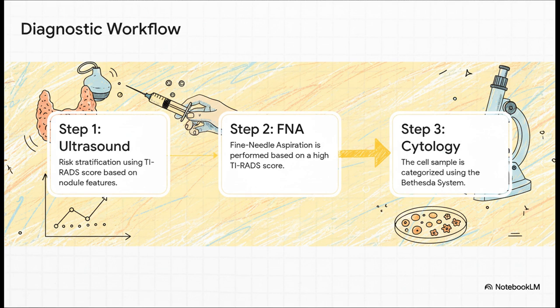This is the standard playbook right here. It all starts with an ultrasound. Radiologists are looking for suspicious features, things like weird margins or tiny calcifications, and they use that to give it a TIRADS score. You can think of this score as a gatekeeper. If and only if the TIRADS score is high enough does it trigger the next step, the fine needle aspiration, or FNA, which finally gets us the cells we need to look at.